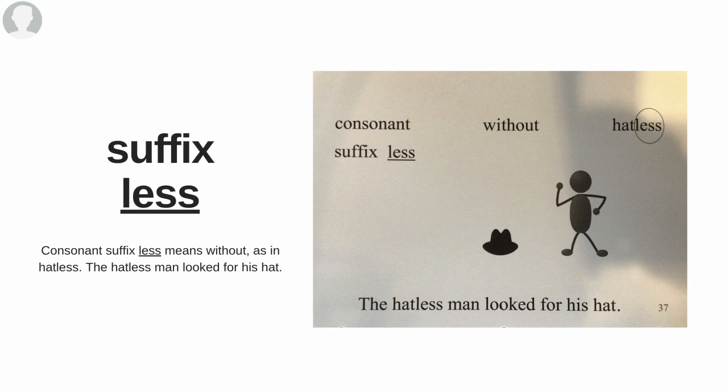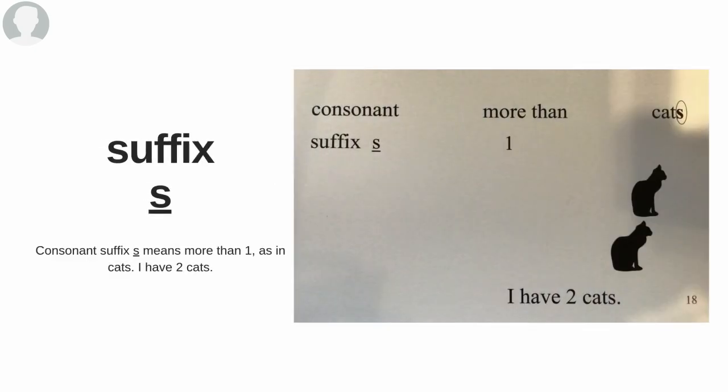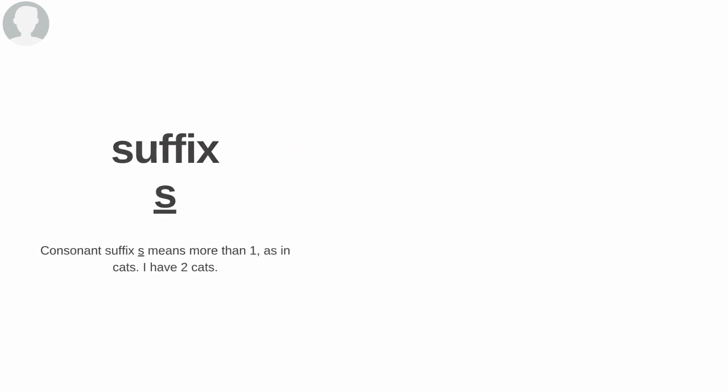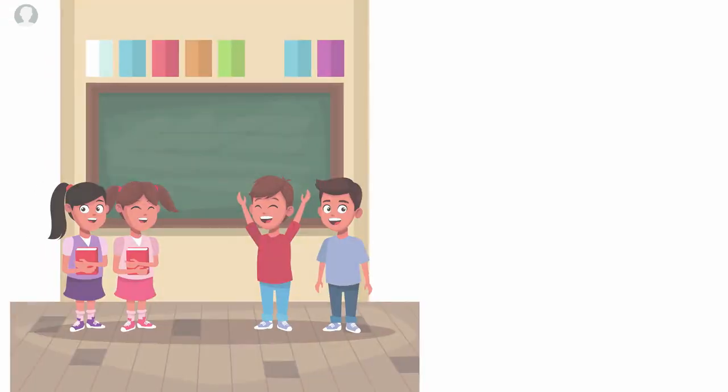Suffix less. Consonant suffix less means without, as in hatless. The hatless man looked for his hat. Suffix s. Consonant suffix s means more than one, as in cats. I have 2 cats. Spelling base words. When any suffix is added to a base word that has 2 adjacent vowels, 2 vowels side by side, the spelling of the base word does not change.